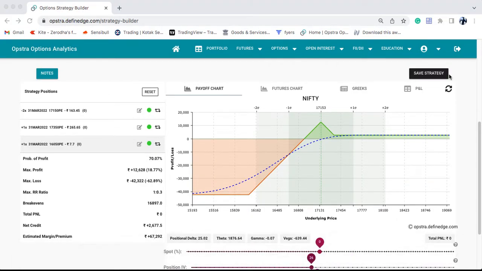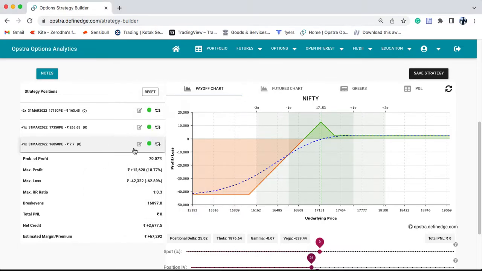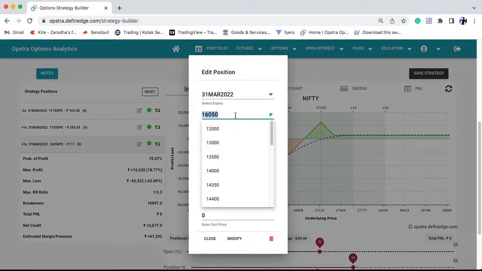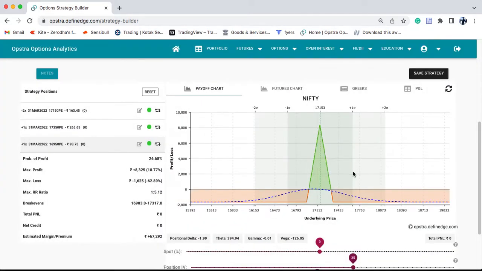17,150 plus 200 is 17,350. 17,150 minus 200 is 16,950. So your strategy will look like this. You can see your loss has increased, and in the same way your break even will also increase. So now you are covered from 16,983 to 17,300.